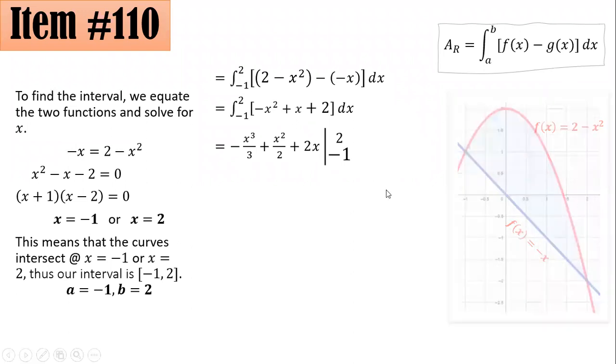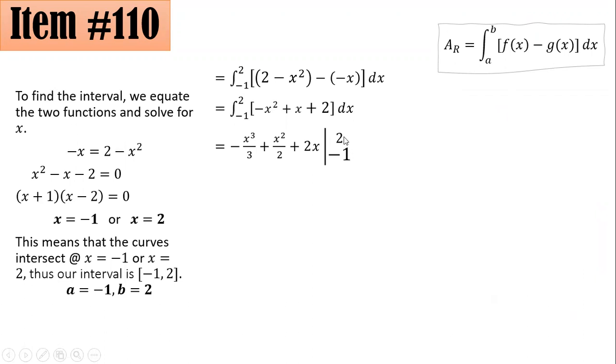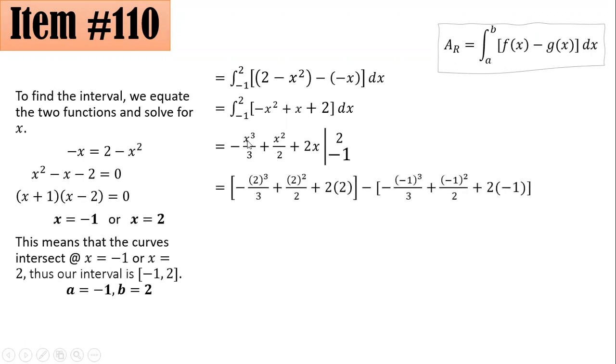Okay, so from this po, we will now substitute 2 to this expression. That's negative of 2 cubed over 3 plus 2 squared all over 2 plus 2 times 2. I also substituted -1 to each of this. That becomes negative of -1 cubed over 3 plus -1 squared over 2 plus 2 times -1. Take note, we have to place brackets here because we have to subtract this whole thing from this. Integral po ito. Ito po ay integral calculus po, Sir Freddy.